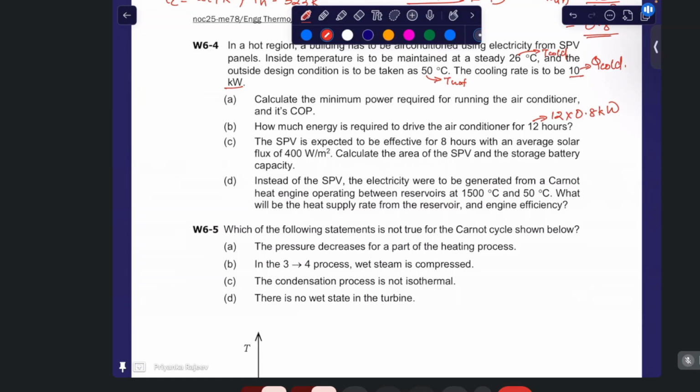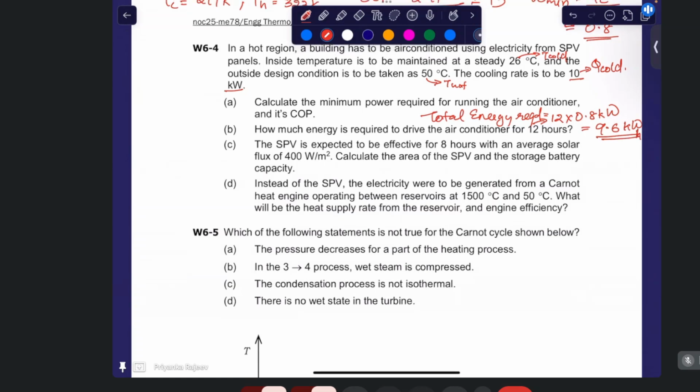First we need the total energy that is required. So 8 12s are 96, so 9.6 kilowatt hour is the total energy requirement. Time is in hour, right? So kilowatt hour is the total energy requirement.